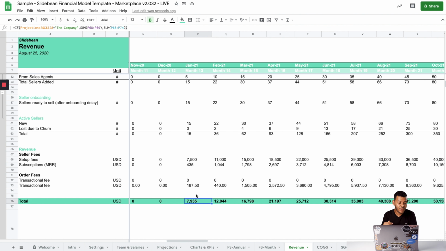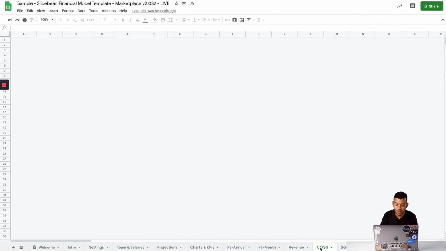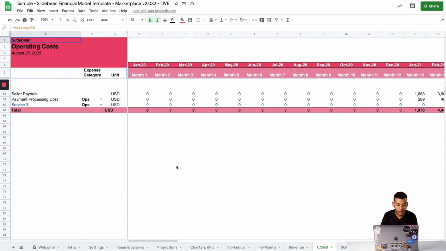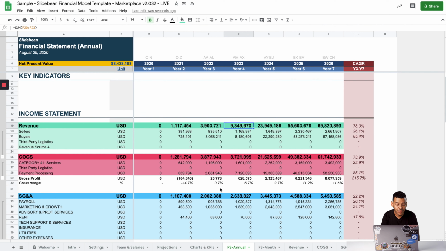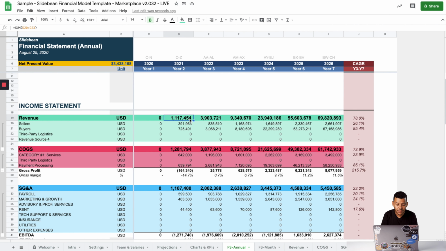Now, an important part here is that you need to write this revenue off. You need to pay out the sellers, and that's done on the cost of goods sold sheet. So if you go here and you scroll down, what we've added here is the seller payouts. So out of that revenue that you made in January, the vast majority of it is actually going to the sellers themselves. Because they're the ones selling their products or their goods. So if you go to a financial statement annual, you're going to see that you're going to make $1 million in revenue very quickly, but you're going to be paying out a big part of it. And then your gross margin looks something like this, which is in the 11%.